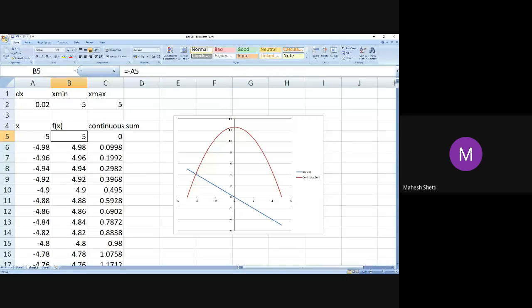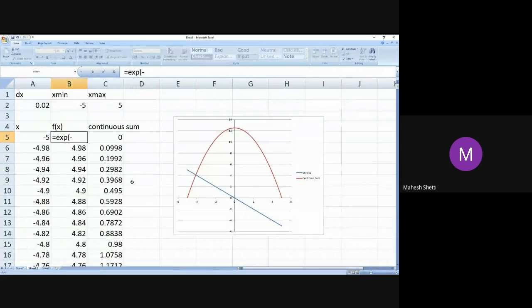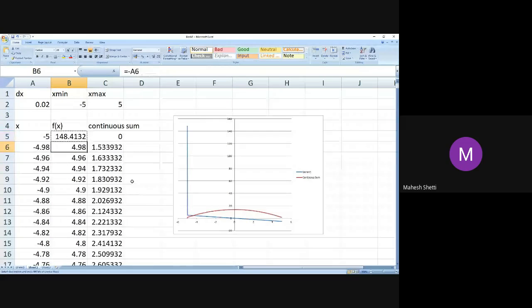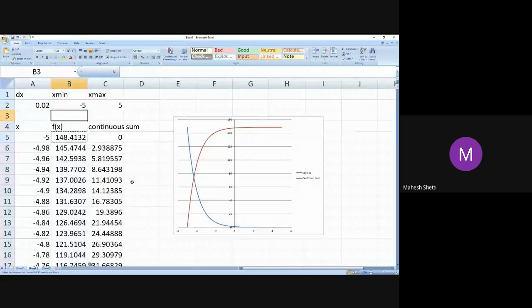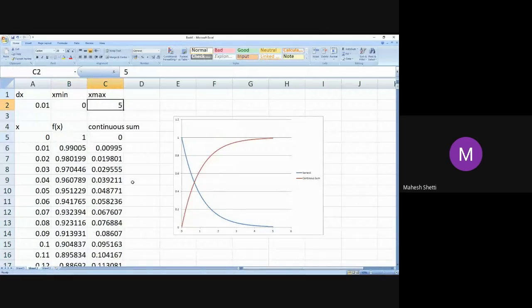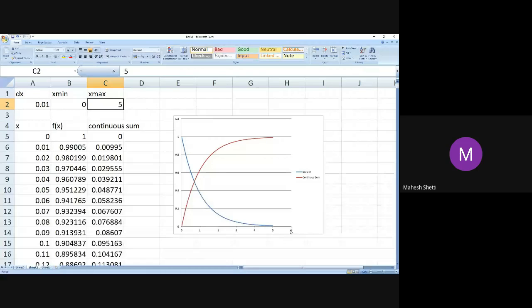If I take e raised to x, that is something very interesting, because you know e raised to minus x, it is minus e raised to minus x when I take integration. So e raised to minus x, if I take, and let me go to 0 to 5. So you see what is happening. The blue curve is e raised to minus x, and the red curve is minus of e raised to minus x. Of course, there is a shift of origin with this one, but this is exactly a mirror image, with the shift of origin.